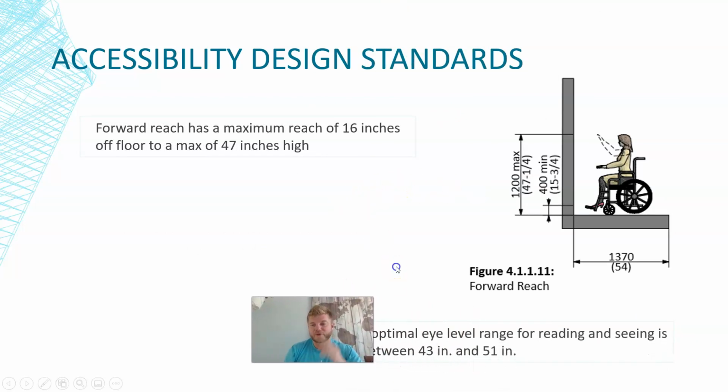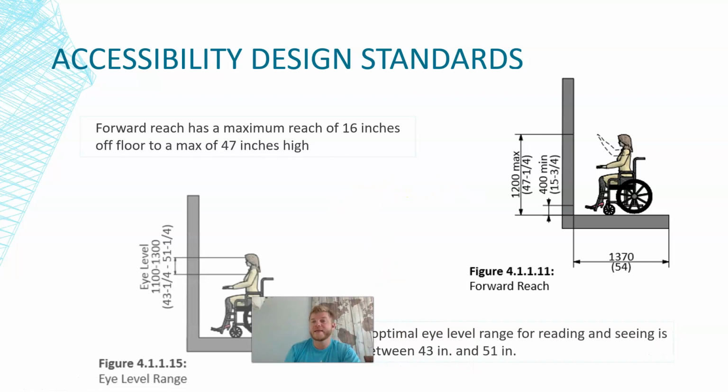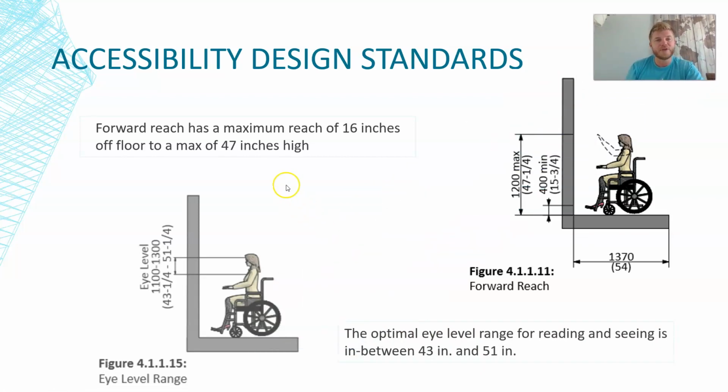And again, just some more information as far as reading and reach. A maximum forward reach has a maximum reach of 16 inches off the floor to a max of 47 inches. Because you're going forward and not to your side, you don't nearly have the ability to reach down, because before it was 9 and now it's 16.